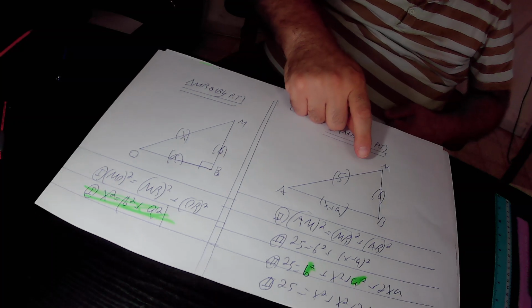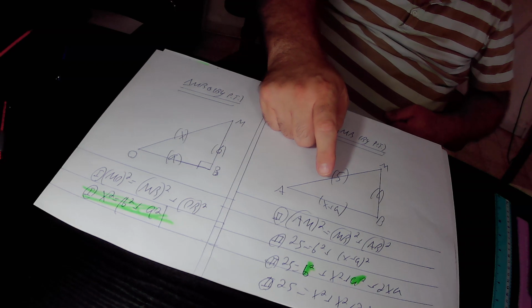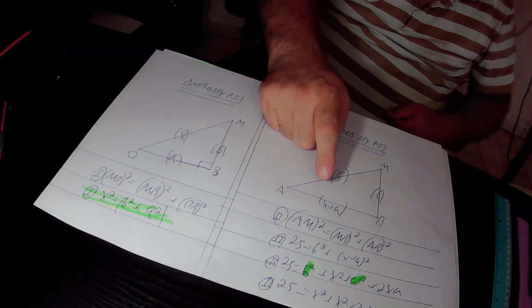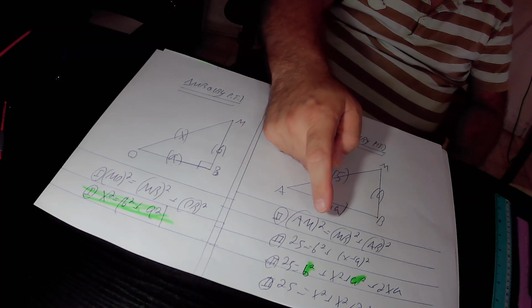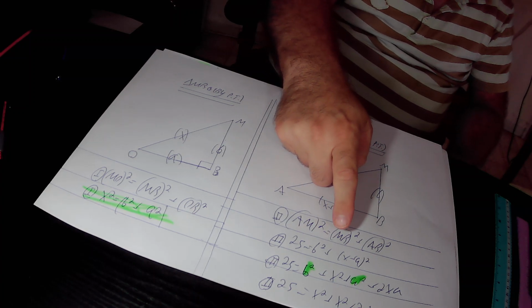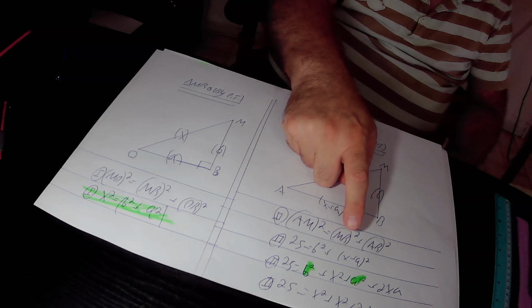MB squared. MB is b, therefore MB squared is b squared, plus AB squared. AB is x plus a, therefore AB squared is (x plus a) squared. So in total, according to equation 2, I shall find out that 25 equals b squared plus (x plus a) squared. x plus a squared equals x squared plus a squared plus 2 times x times a.